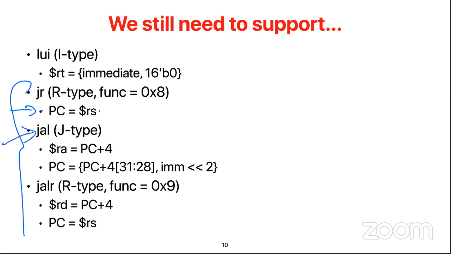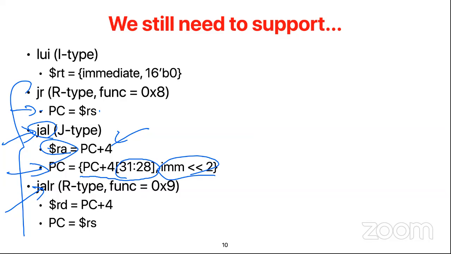Jump and link is what we use to call the function. When you do this, you have to save your PC plus 4 to the RA register. The next PC, as we mentioned, is the upper 4 bits of PC plus 4 concatenated with your immediate field shifted left by 2. And for jump and link register, you are storing your return address to another register. So that's the stuff.